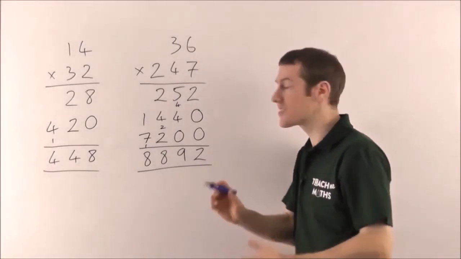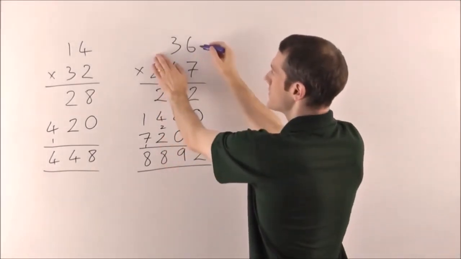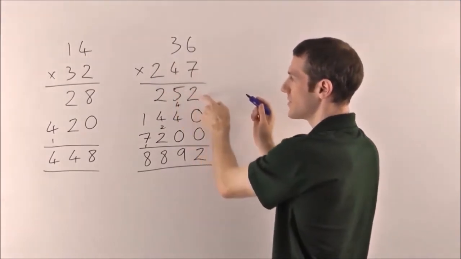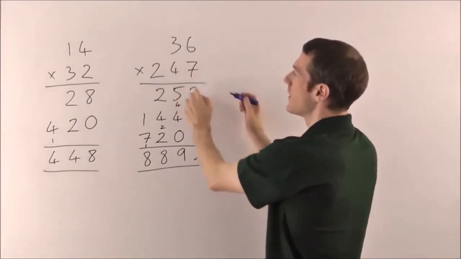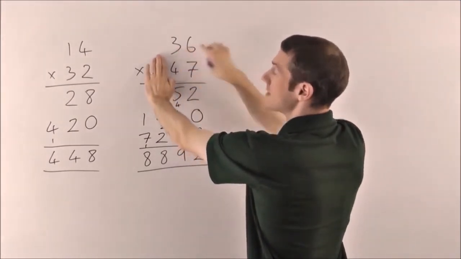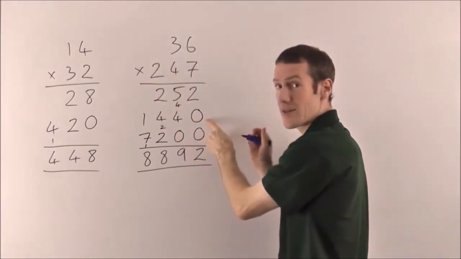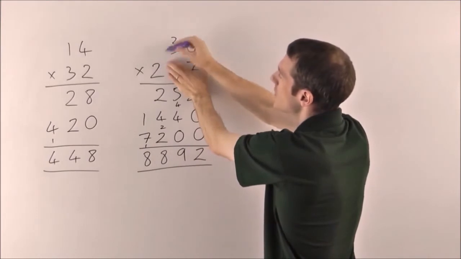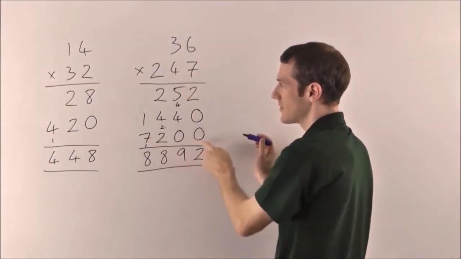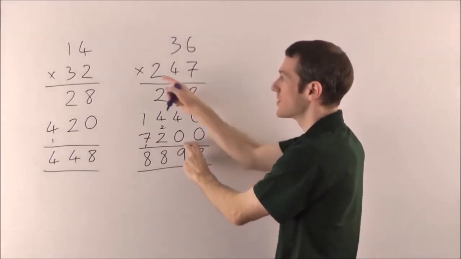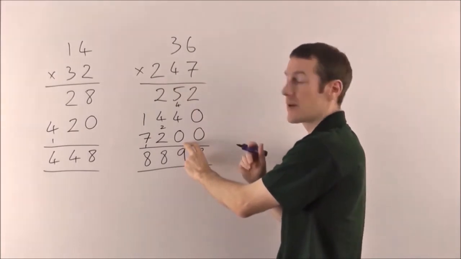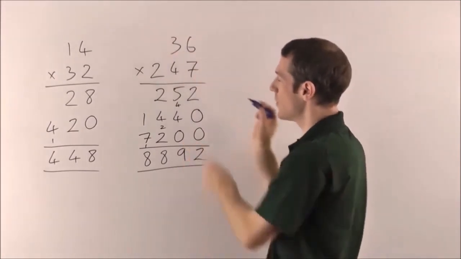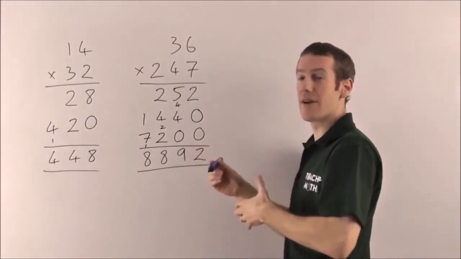So just to reiterate, we've done 7 times 36, because that's in the units column. You just work it out, that's 252. And then 40 times 36, we have to add the 1 0, because it's really a 40. And then 200 times the 36 to give us this, and we're adding 2 zeros because it's in the hundreds column, it's 100 times bigger. So for every extra column you go along, you need to add an extra 0 there.